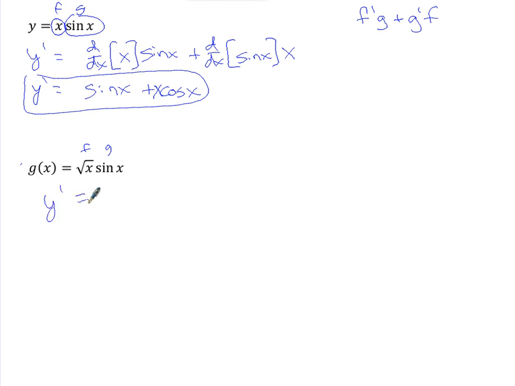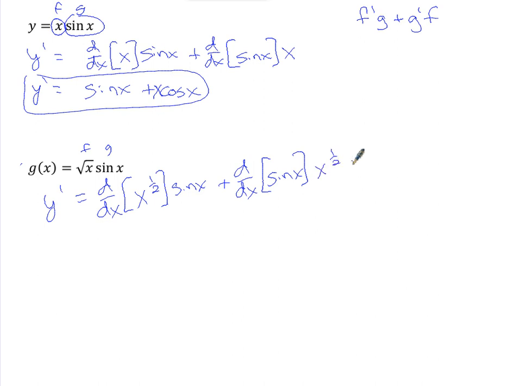y prime equals, good, d over dx of x to the 1/2 times the original g, sine x. Then what? Plus d over dx of g, which is sine x, times x to the 1/2, square root of x, the original f. Okay, so it's set up. Now we can take the derivative.